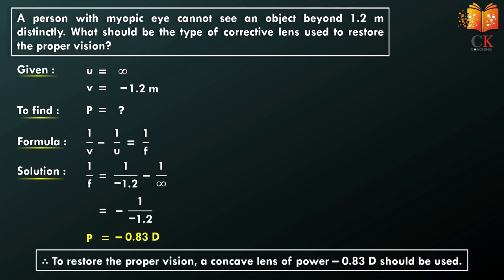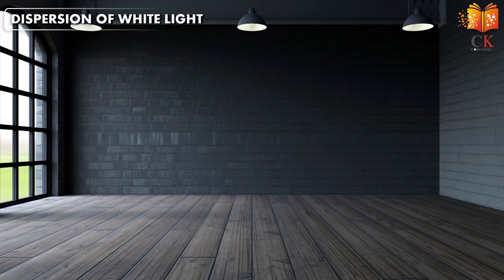So this is how we can see that to restore the power of the vision, a concave lens of -0.83 diopter should be used. After this, we have a second topic here. After numericals, if you can see the NCERT book, it is basically the dispersion of white light. Dispersion or scattering, in fact, we have been studying since class 8.